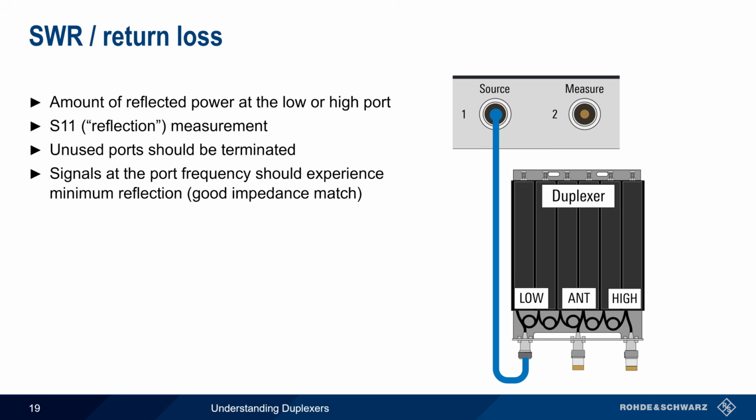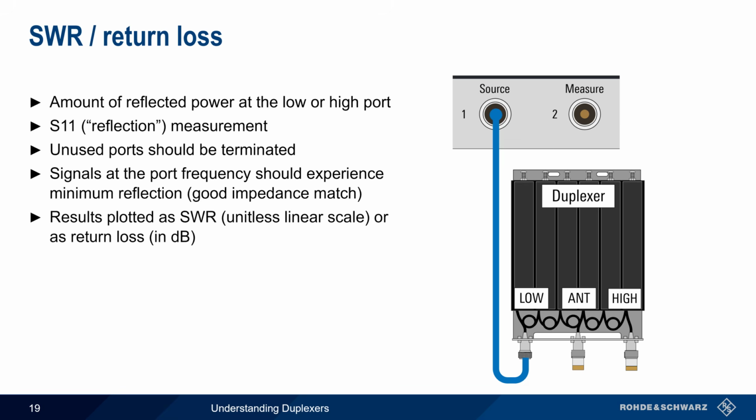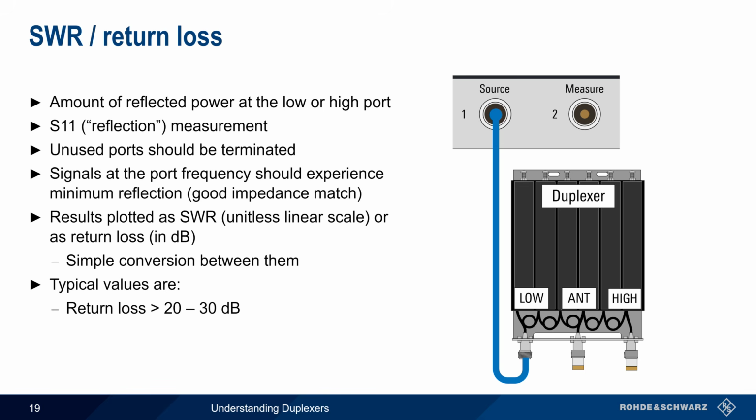Ideally, signals at the nominal port frequency would see a good impedance match with minimal reflected power. Measurement results are plotted as a function of frequency, either as standing wave ratio or as return loss. It's very easy to convert between these two units if necessary. Typical duplexer values are a return loss of 20 to 30 dB, which corresponds to a standing wave ratio of less than 1.2. Keep in mind that this may also be somewhat different between the low and high ports.